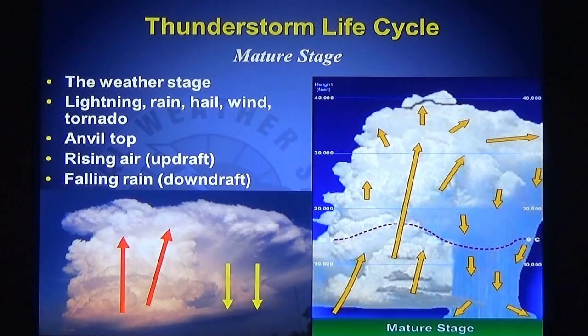In a thunderstorm that's mature, we have one main area of upward motion, that's the updraft, and one main area of downward motion called the downdraft. What goes up must come down. The updraft encourages parcels of air to rise up through the thunderstorm along with rain and hail, and that precipitation falls out where the air is moving down in the downdraft.